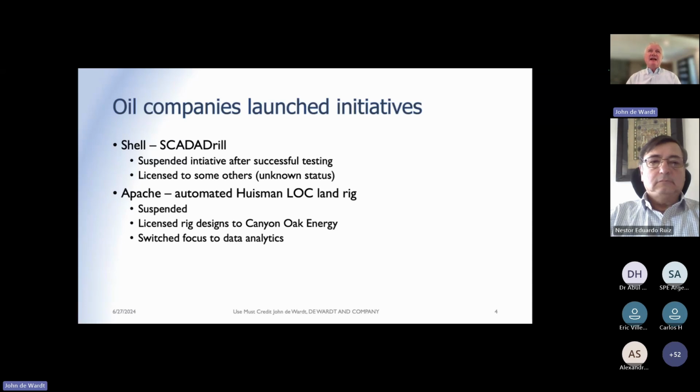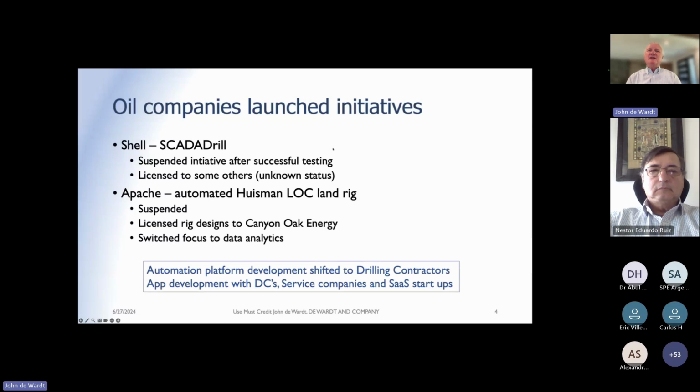And then Apache in Texas, they automated a Houseman LOC land rig, which had an integrated control system. They did some very successful tests, and then they suspended this automation program. They licensed rig designs that they had developed from their experience of doing this to Canyon Oak Energy, and so far I haven't seen those rig designs come out into the market. And then Apache switched their focus to data analytics. So if you watch what they've been publishing in SPE papers, it's been primarily focused on data analytics. So the automation platform development shifted to drilling contractors.